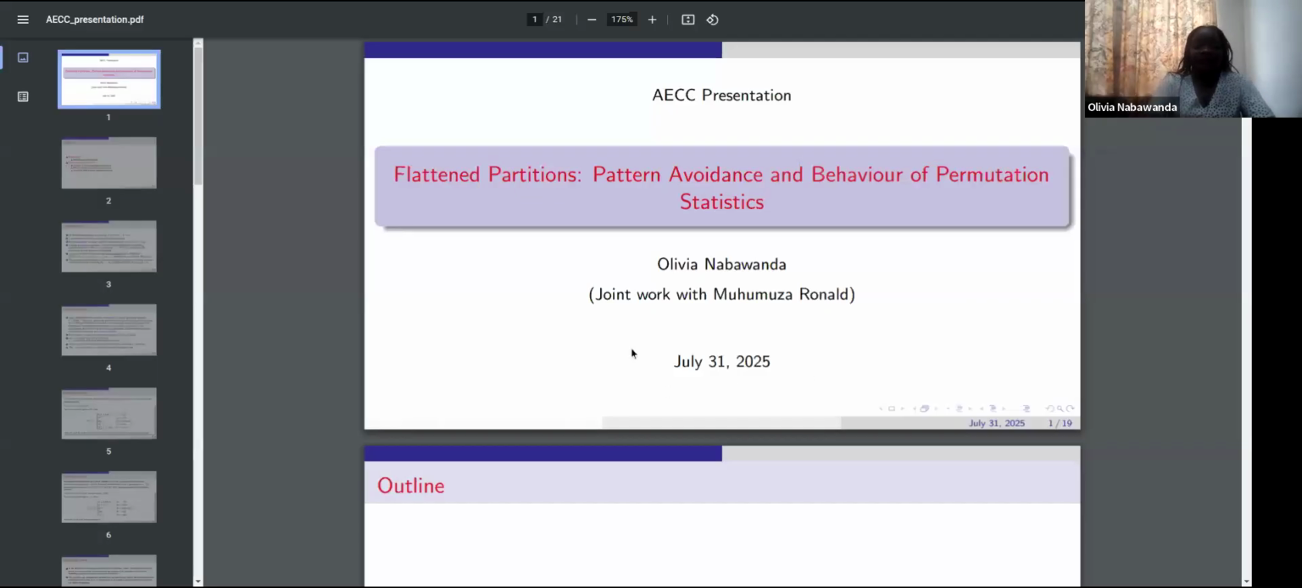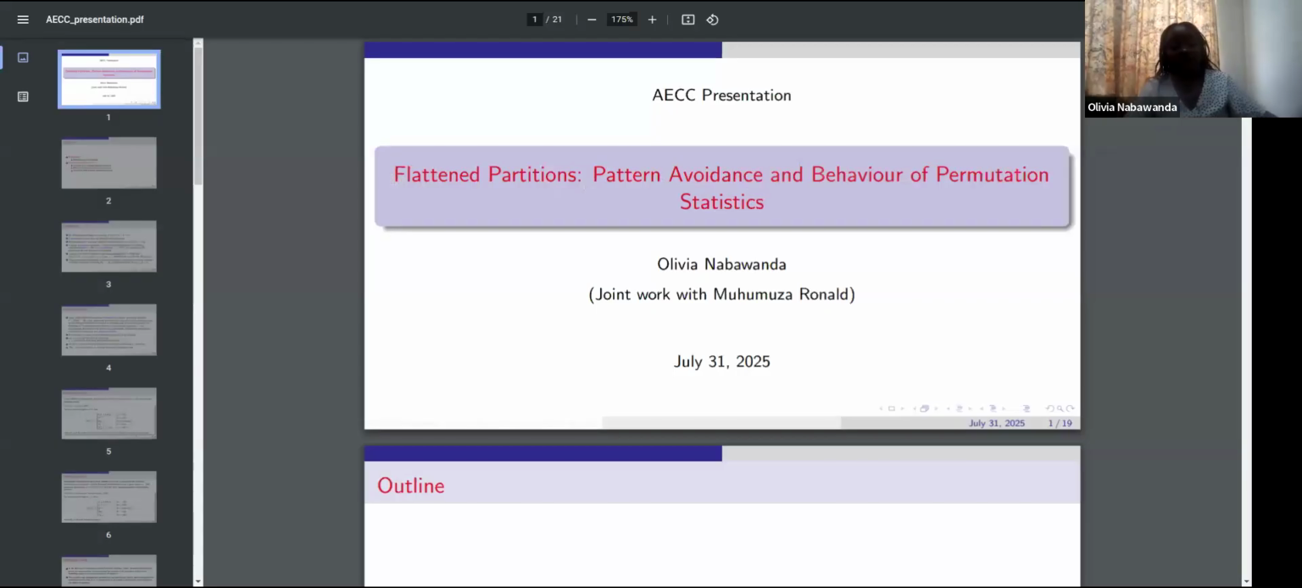I'll be presenting to you on the topic of flattened partitions, where we're interested in pattern avoidance and the behavior of some statistics. You will get to see the details as I go on.